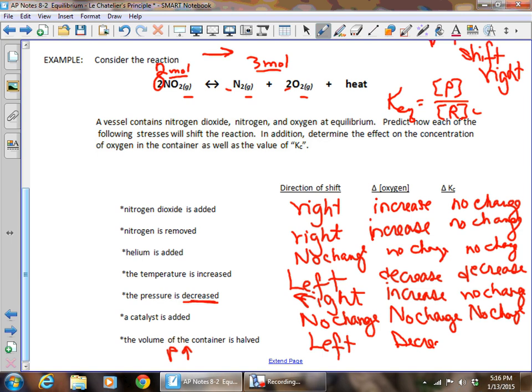which is going to mean that we're going to decrease any left shift. Is going to decrease our concentration of oxygen. And again, it's not a temperature change, so it will not affect our equilibrium constant.